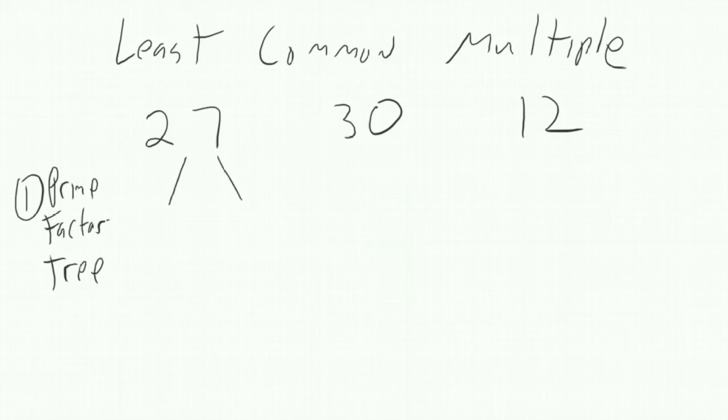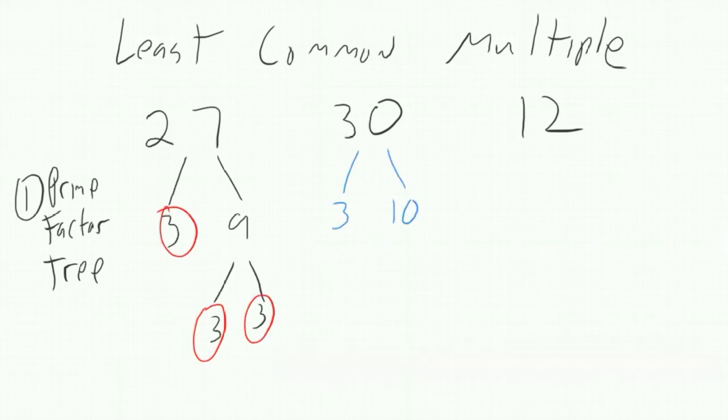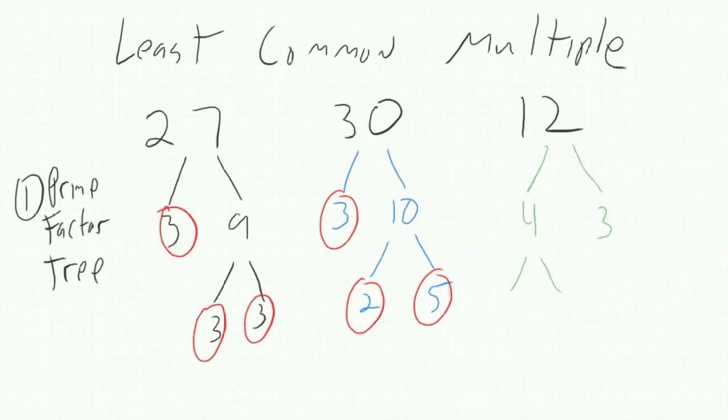So 27 is 3 times 9, and then 3 and 3. Again, I like to circle them because it reminds me that I'm done if every branch ends with a prime. Then 30, I can do 3 times 10, and then 2 times 5. Again, I will circle them so that I know I have finished because every tree ends in a prime. And then we finally have our 12. So 12 is 4 times 3, and then 2 times 2. Again, I will circle them because that shows I am done.